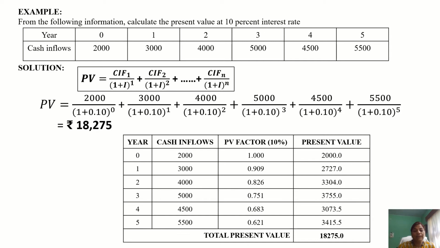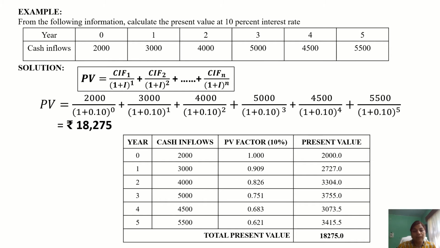So by substituting in the formula, you see that 2000 divided by 1 plus 0.10 raised to the power of 0, since it is year 0, and like that you do it for the 5 years. Now the present value is 18,275. So the present value comes down to 18,275. That is, we are taking the summation of all the cash inflows to the current value.